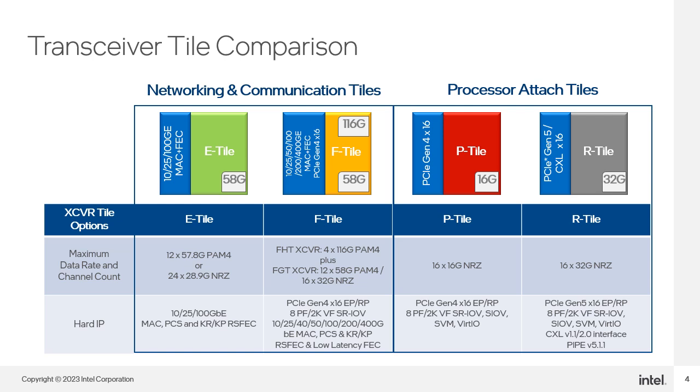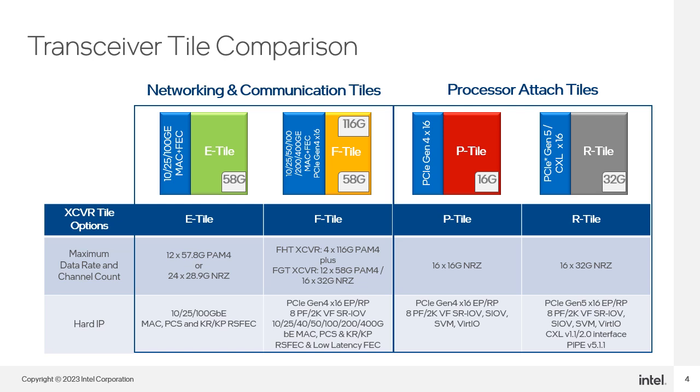Before we go further into the F-Tile, let's compare the F-Tile against some of the other transceiver tiles available from Intel FPGA today. In this table, you will see the names of each tile in the top row. This first row contains the number of channels and the maximum data rate specification for each tile. The final row contains some details on the hard IP protocols found on the tile. The tiles are organized into two groups on the slide. The first group on the left is network and communication tiles, made up of the F-Tile and the E-Tile.